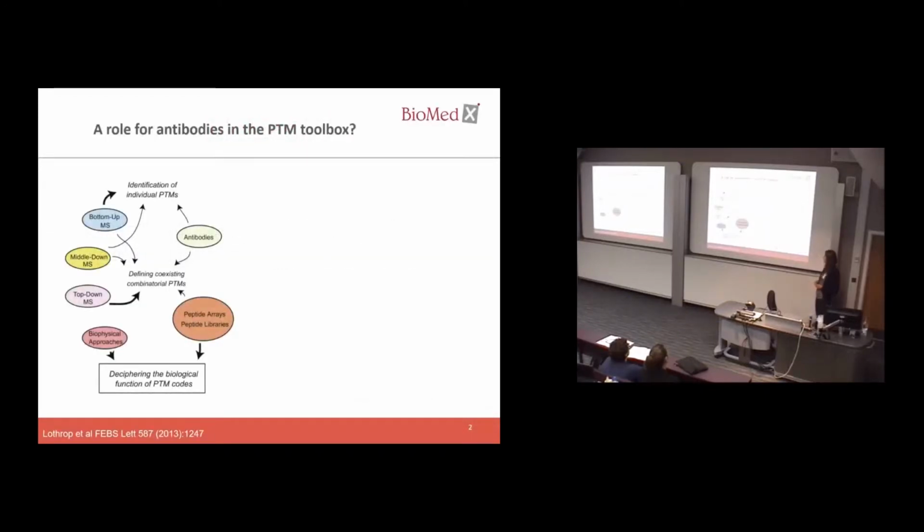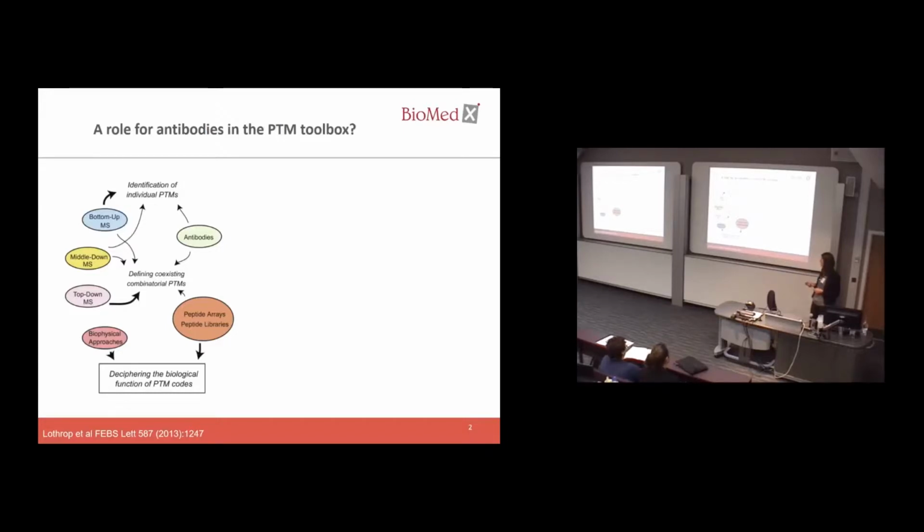Yesterday in the panel, one question came up: is there even a role for antibodies in the PTM toolbox? Can't we do everything by MS? While MS certainly has a big role in looking at these modifications, I think antibodies are still very important, both for the identification of individual PTMs, but also for looking at different coexisting combinatorial PTMs, which is often hard to do when you do mass spec and you actually fragment your protein.